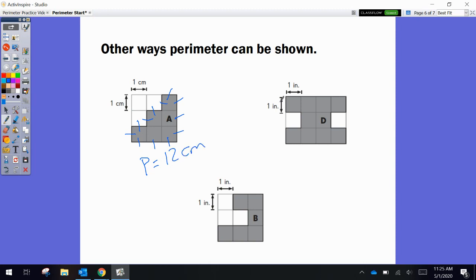Okay, let's look at another one. 1, 2, 3, 4, 5, 6, 7, 8, 9, 10, 11, 12, 13, 14, 15, 16, 17, 18. The perimeter of this shape is 18 inches, and that's the answer. Okay, we're not actually counting up the sides. You could do what we did on this first shape, but you could also just count the outsides.